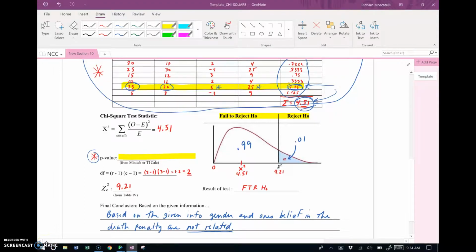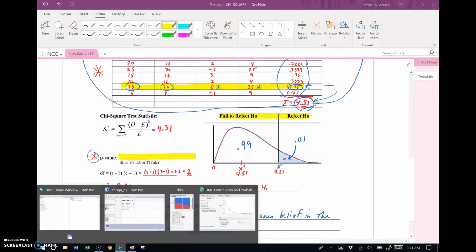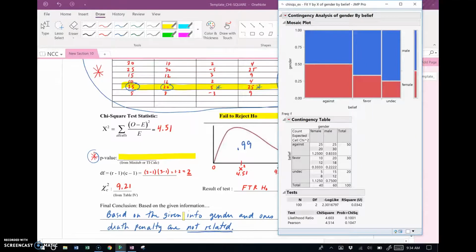Okay, so the next thing I'm going to show you is how to calculate the p-value in JMP. Now, it does it automatically. There's nothing to do. When we ran the chi-square test, it calculated it for us. So Pearson down here, 4.51, that's our test statistic. Now the p-value, 0.1047, I believe that is the p-value.